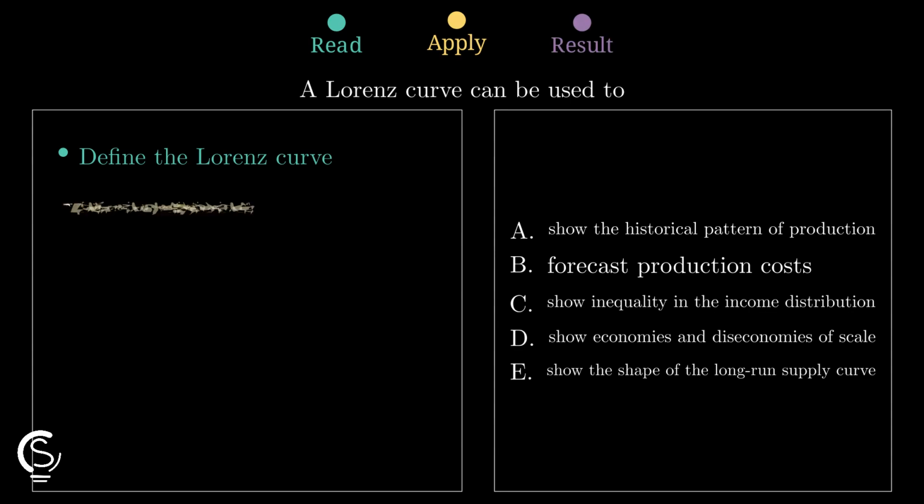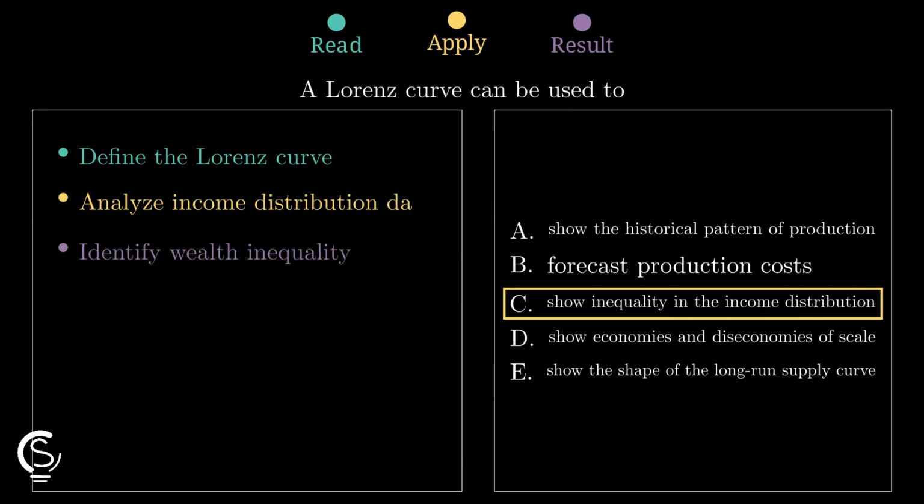Finally, we identify wealth inequality as the primary purpose of this specific graph. This makes option C the only logical choice for our final answer.